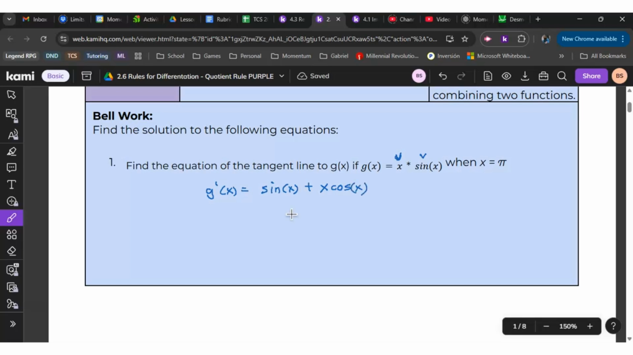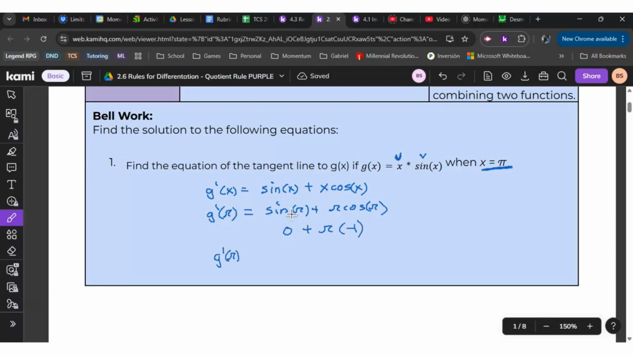Awesome, there's my derivative. But it wants the derivative at pi, so my next step is to go ahead and plug in pi into that. So then I'm going to get sine of pi plus pi cos of pi. And then you guys got to look at the unit circle. Tell me what sine and cosine of pi are. Yeah, so sine of pi is 0, and cosine of pi is -1.